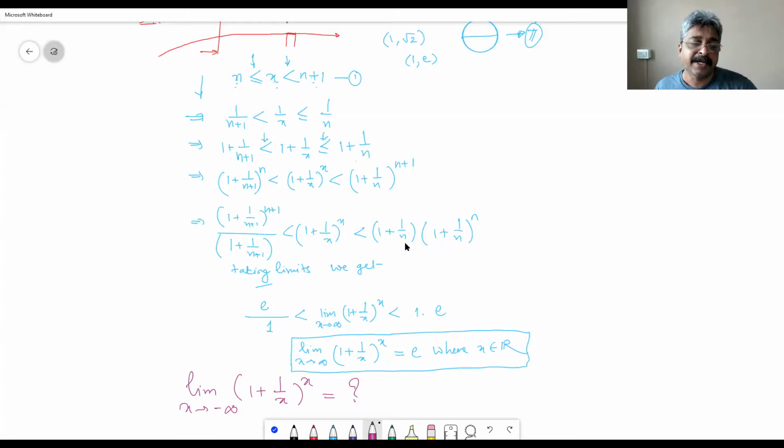Now if we take limit as n tends to infinity, we get e upon 1 for this limit. We get 1 into e for this limit. And therefore limit x tends to infinity 1 plus 1 over x raised to x is going to lie between e and e. Applying sandwich theorem, we get this result where x is a here. So x was tending to plus infinity. So now we need to find out what is the answer for x tending to minus infinity.